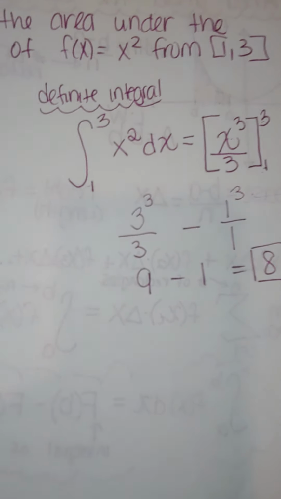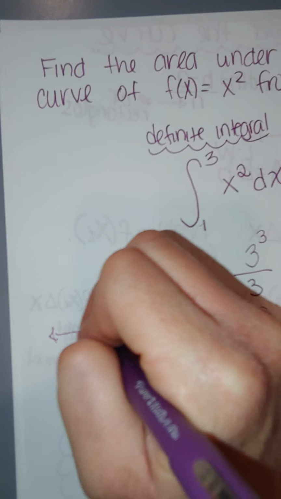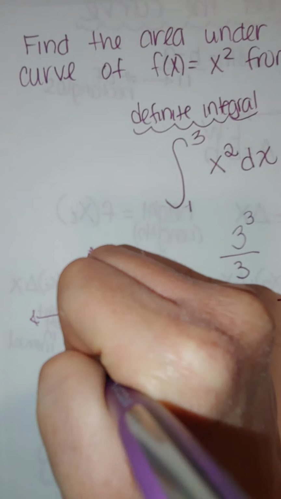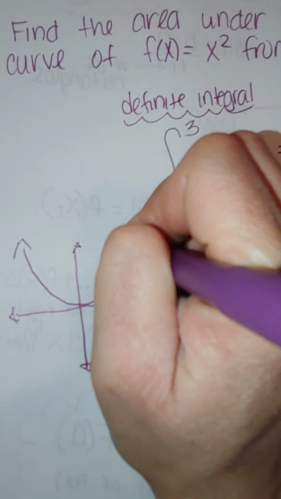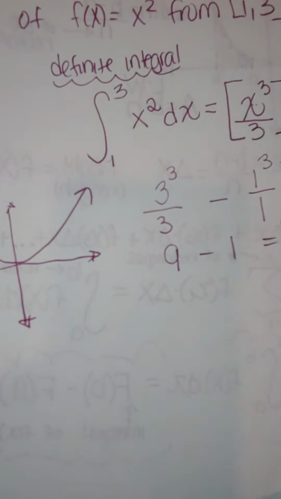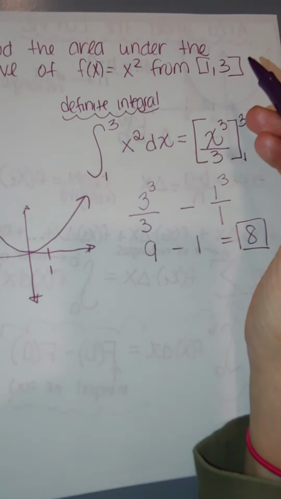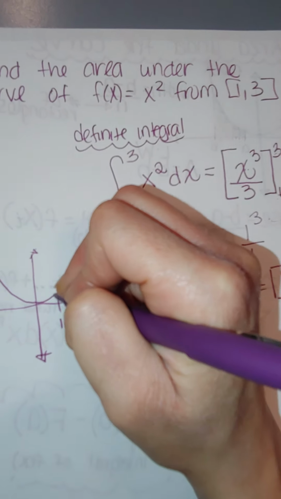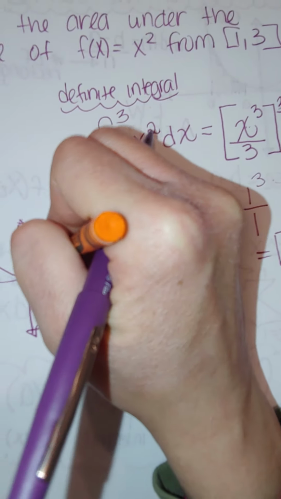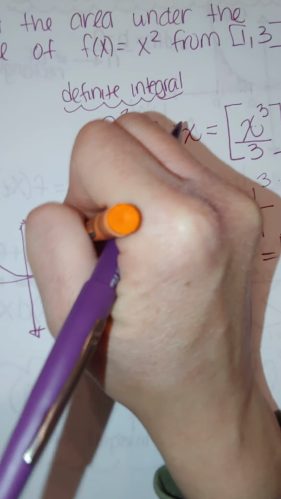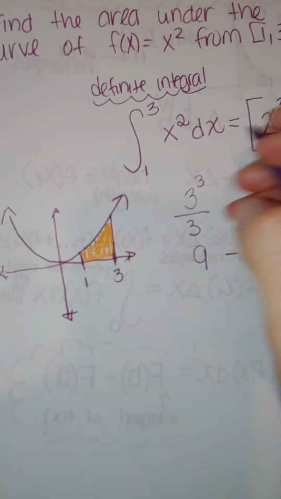So what that means is if we looked at a picture of x squared, which we looked at before, it looks like this. If we look from 1 to 3, and we looked at just this section over here, this would be 8 square units.